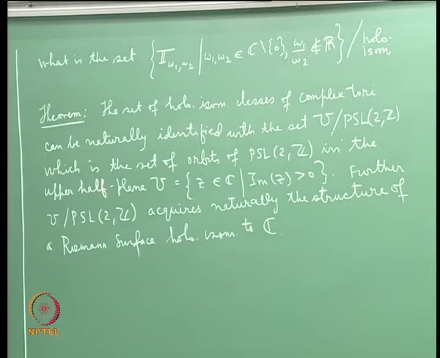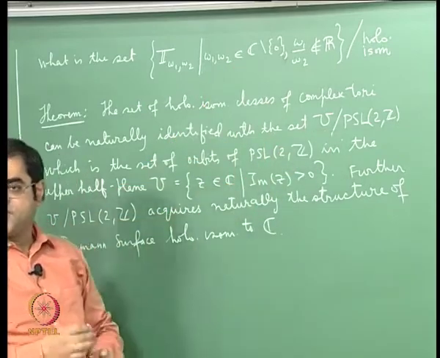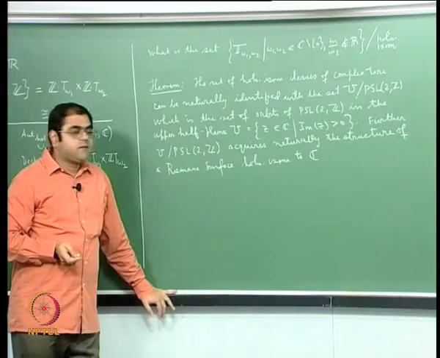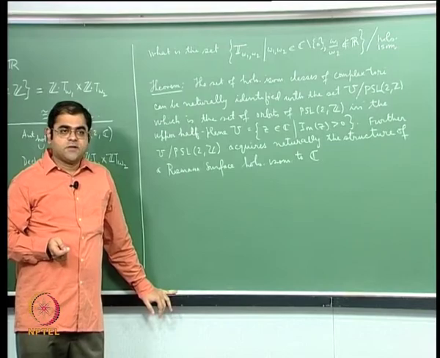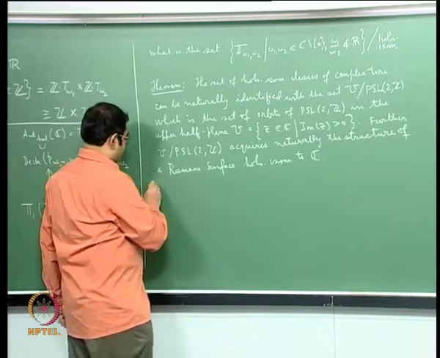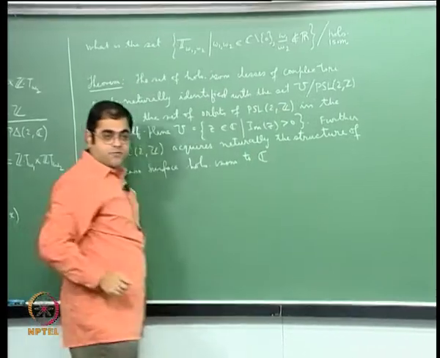lectures. So there are two tasks that we will have to do. The first thing is how to identify this set with the set of orbits of PSL2Z on U, that is one step. The next step is to explain how U mod PSL2Z becomes a Riemann surface, and how that Riemann surface is biholomorphic, that is holomorphically isomorphic with the complex plane. So this is what we are going to do. I will begin with trying to show that this set is bijective with U mod PSL2Z.